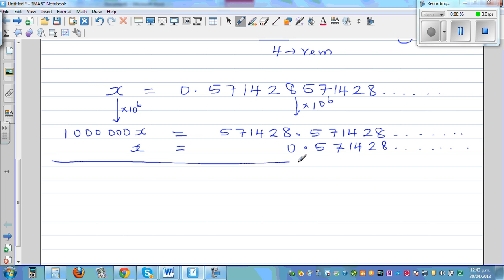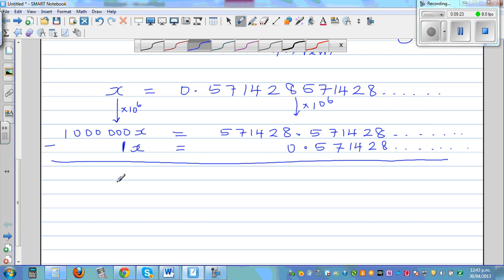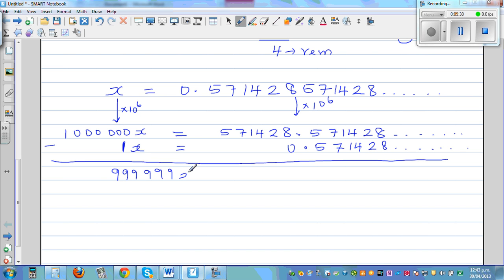So I'm going to take away. So this is 1,000,000x take away 1x. Okay, so let me show this on the calculator. 1,000,000 has got how many zeros? 1, 2, 3, 4, 5, 6. Take away 1 will give you how much? How many nines? That is 1, 2, 3, 4, 5, 6. Okay, so that is 999,999x. This is one less than 1,000,000.